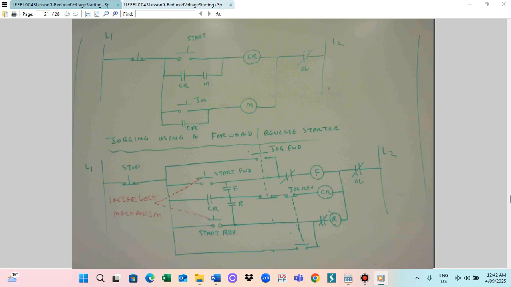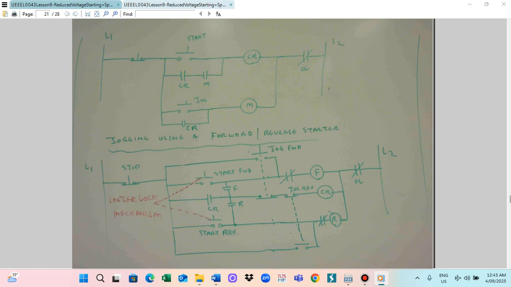And when you press the jog, this is on the start switch. But when you make the jog, only you press the jog. By pressing the jog, the motor will run step by step. So this is for the jogging function, starting and jogging. This starting and jogging you can also utilize for the forward reverse starter.